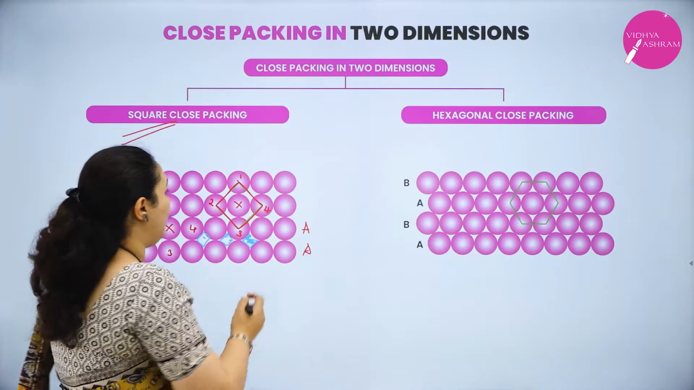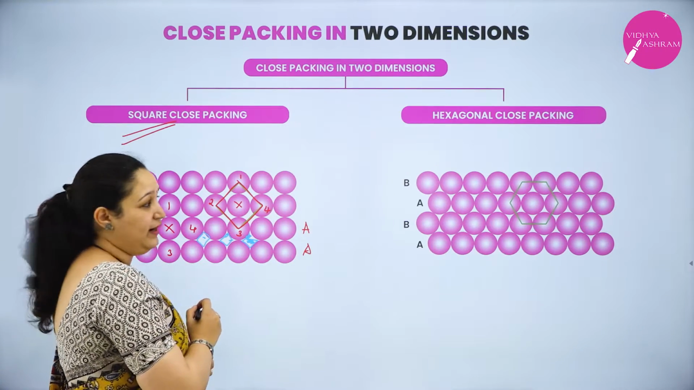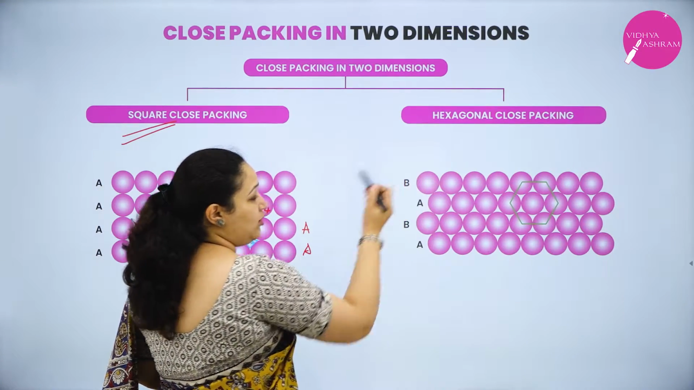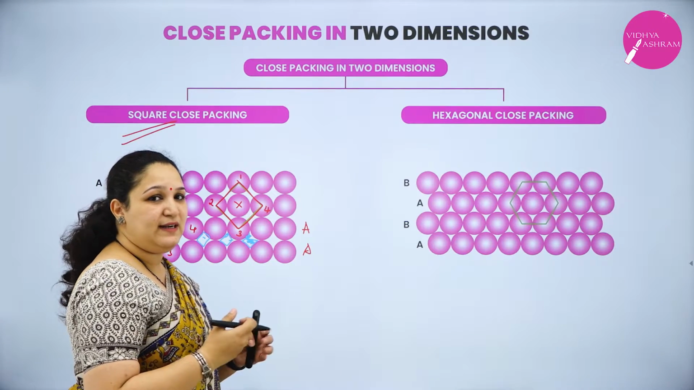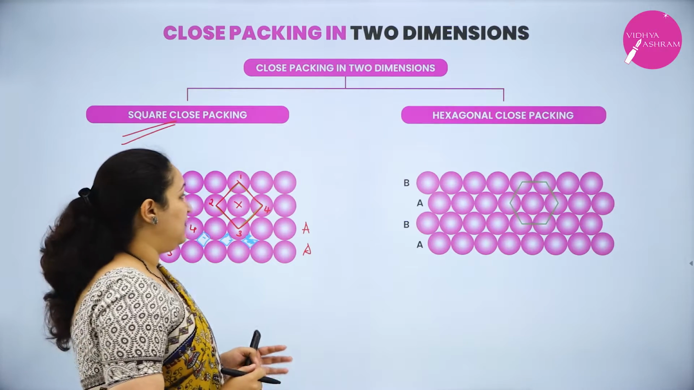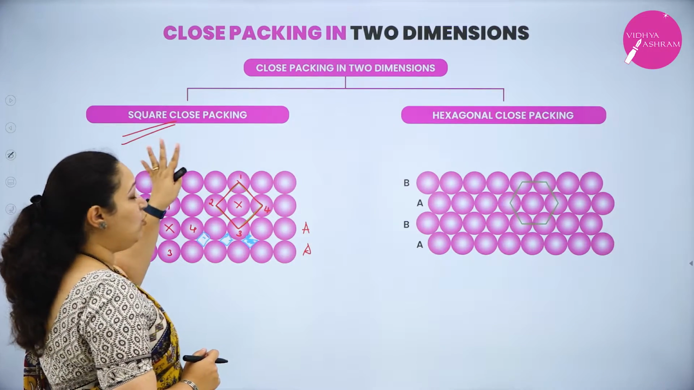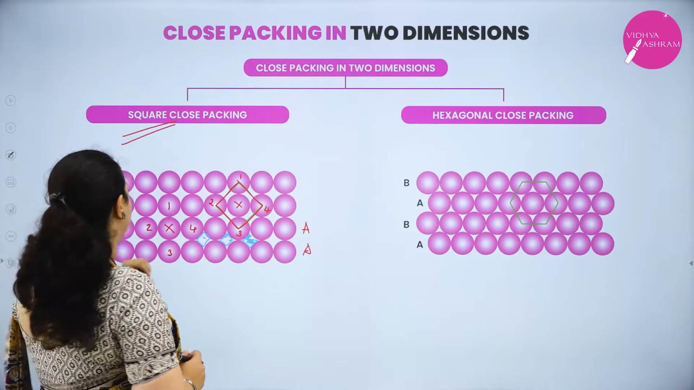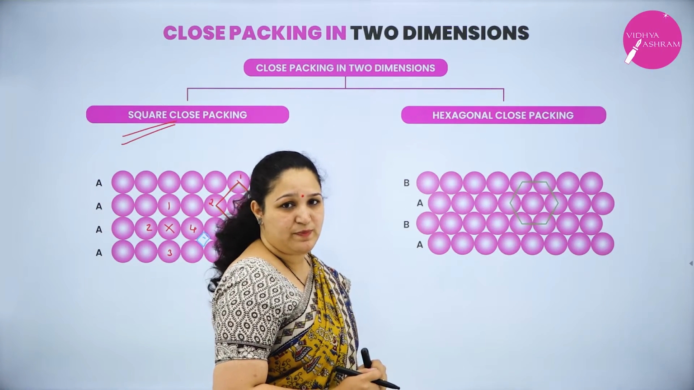This is a square void. Here if you see, it is a triangular void. So there are different types of voids which I will be explaining in the further class. So that is about the square close packing. Coming to hexagonal close packing.